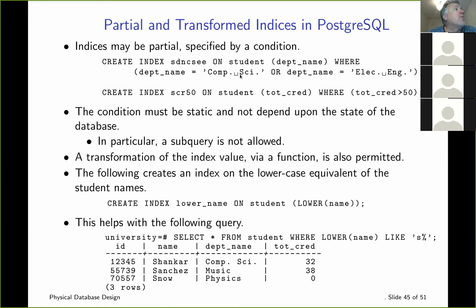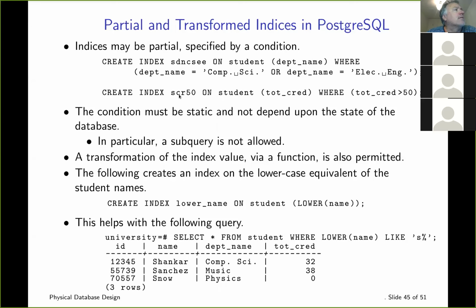But sometimes you just want to build the index over a certain part of the data. Here's an example where we create an index on the department name where the department name is comp sci or electrical engineering. This means that if we're scanning for students in those departments, say department equals comp sci, we'll get really fast access to those students. It'll really speed things up. But if we say biology, it won't, because that part of the index won't be touched.